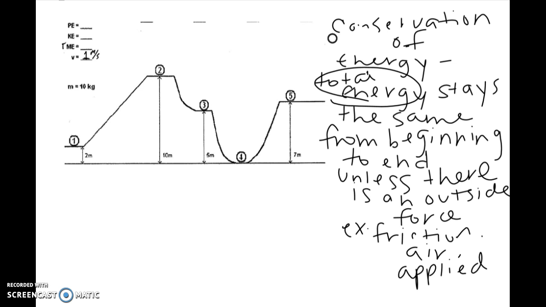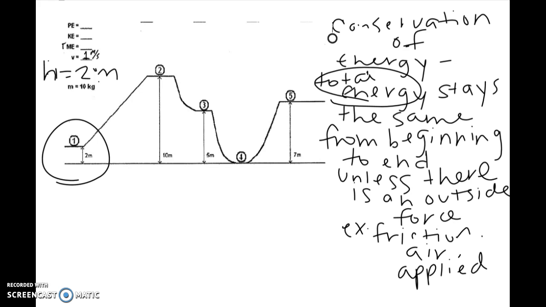Okay, so we're going to use this to help us solve for the first part of this roller coaster problem. So for the first part of this roller coaster problem, we know that the height is 2 meters. We also know that the roller coaster is traveling at 1 meter per second. So this is key information. We know that it has a height and it has a velocity. So because of these two things, we know that there's going to be both potential and kinetic energy.